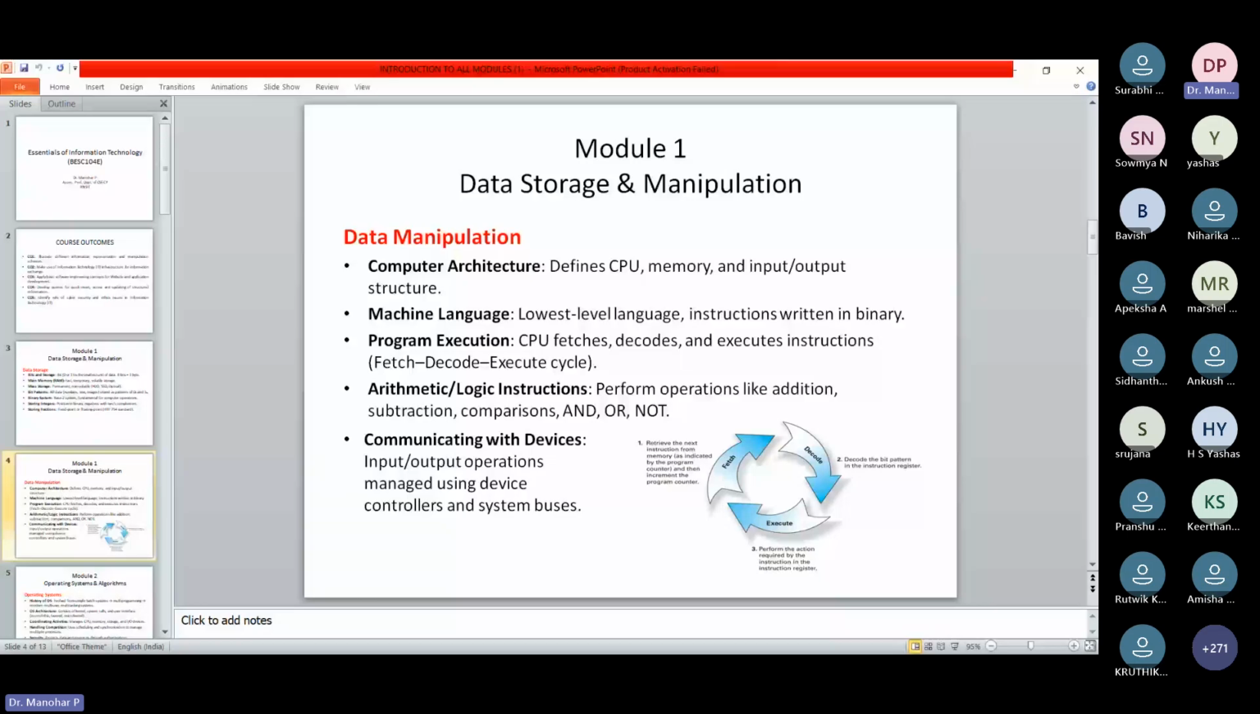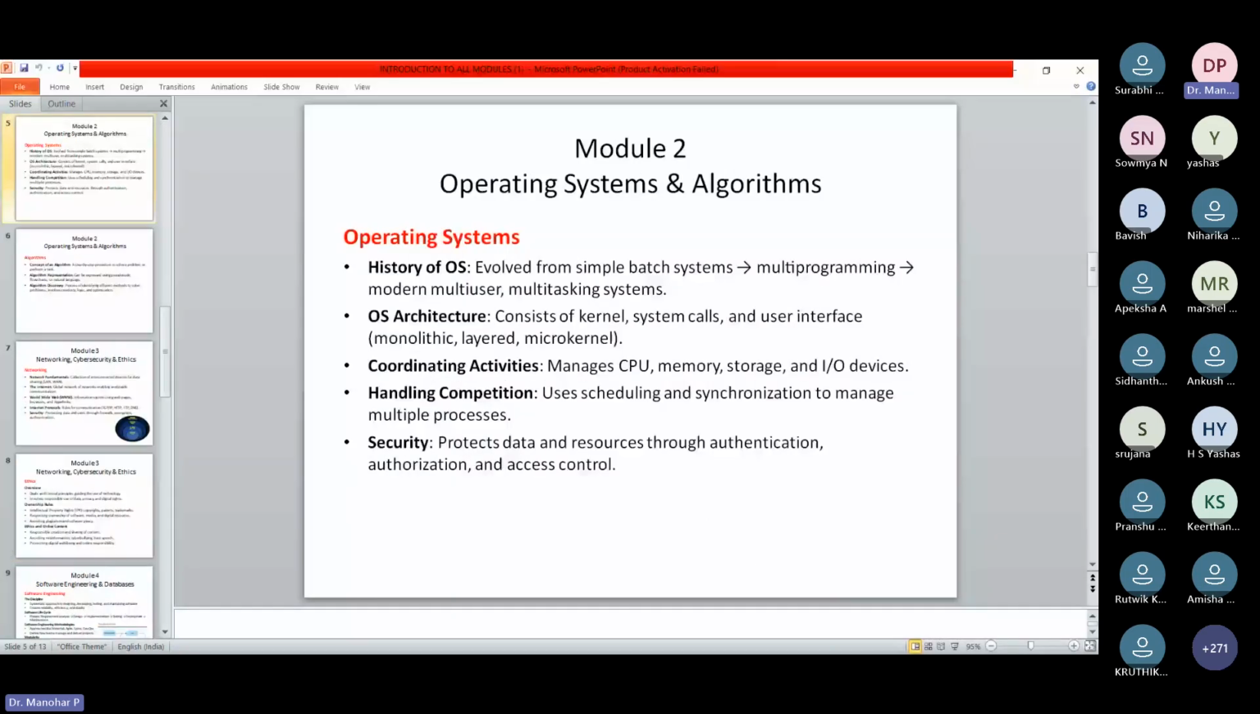Then module 2 is about operating systems and algorithms. Here, after studying the history of OS, starting from simple batch systems to presently used multitasking systems, you'll also study the OS architecture, which consists of 3 main parts. One is the kernel, which is at the core, then there are system calls which link the application programs to the OS, and then there is the user interface. All these are designed using different techniques like monolithic, layered, etc.